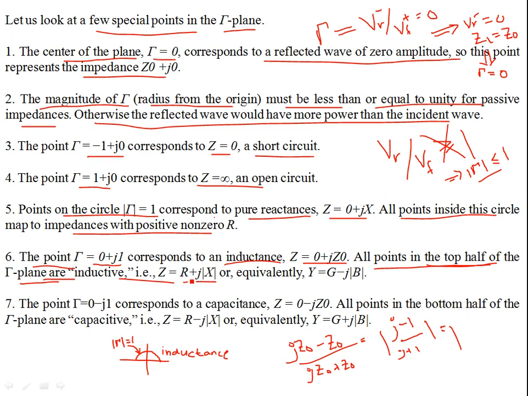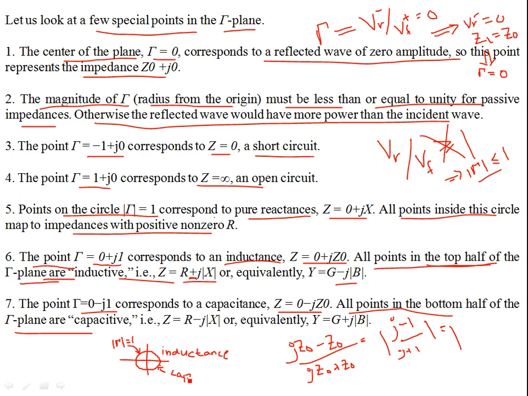They are of the form R plus jX, because you see a positive sign over here. Or equivalently, in terms of admittance, we are taking the reciprocal, so this is minus over here. Similarly, gamma equal to 0 minus j1 corresponds to 0 minus jZ0, and that implies all the points in the bottom of the gamma plane are capacitive. So this part is capacitive.